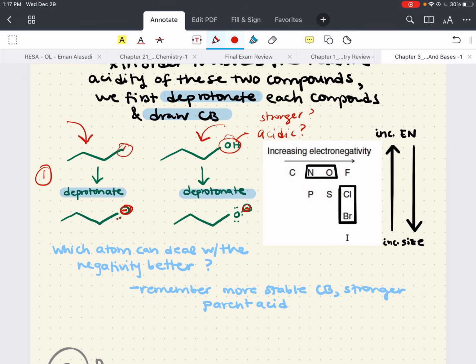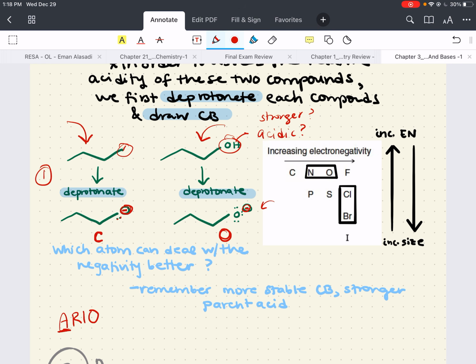Now we're going to go through OREO to determine which one is a more stable conjugate base. All right, starting off with A. Which atom here bears the negative charge? In this first one, the carbon atom bears the negative charge. For this molecule, the oxygen bears the negative charge.